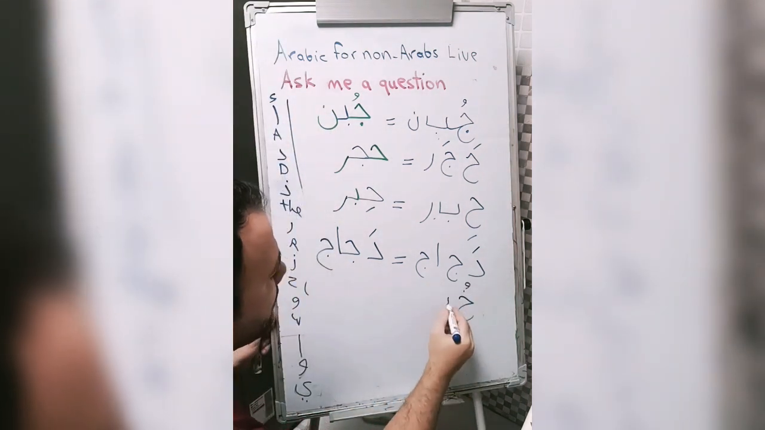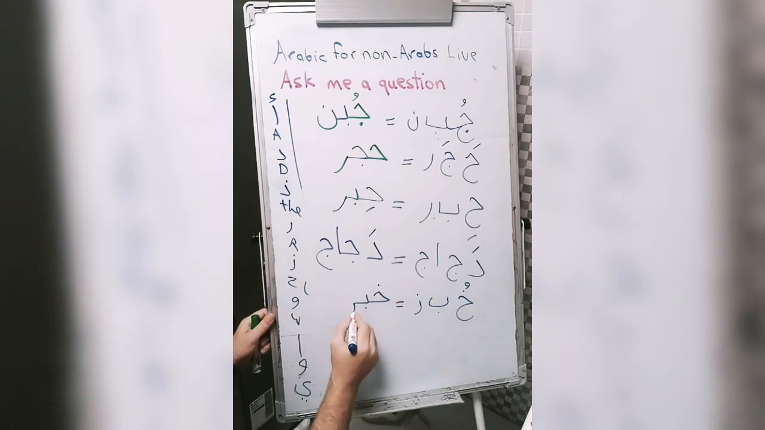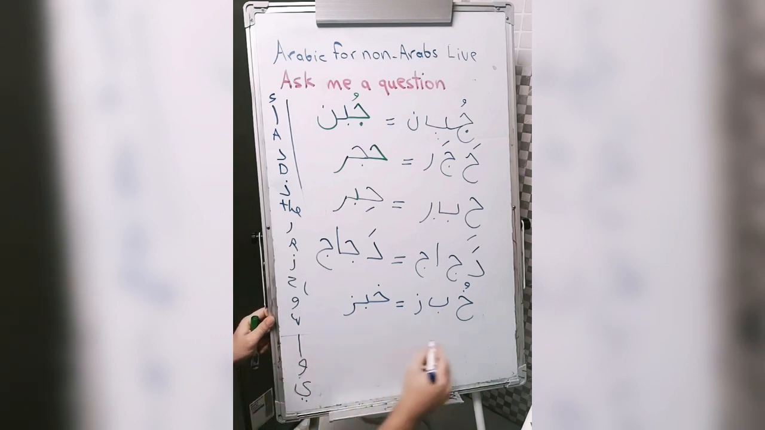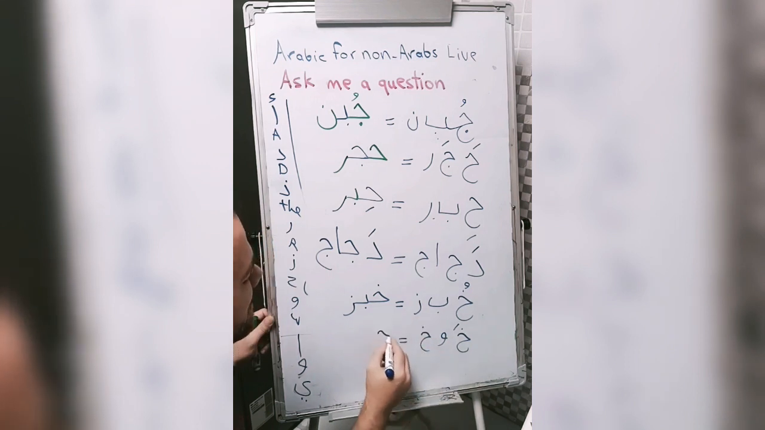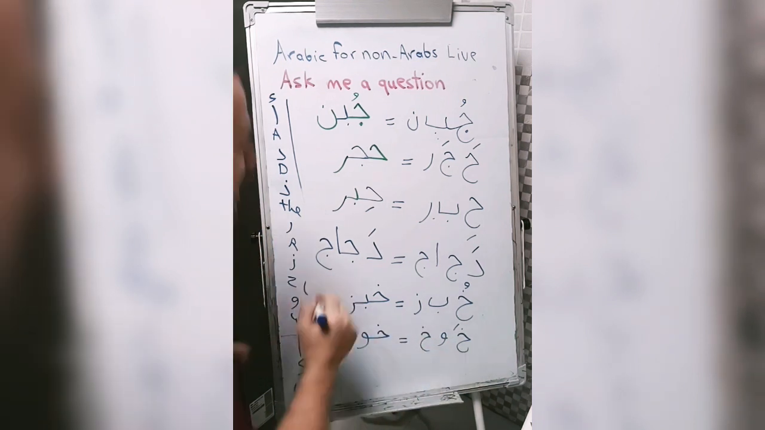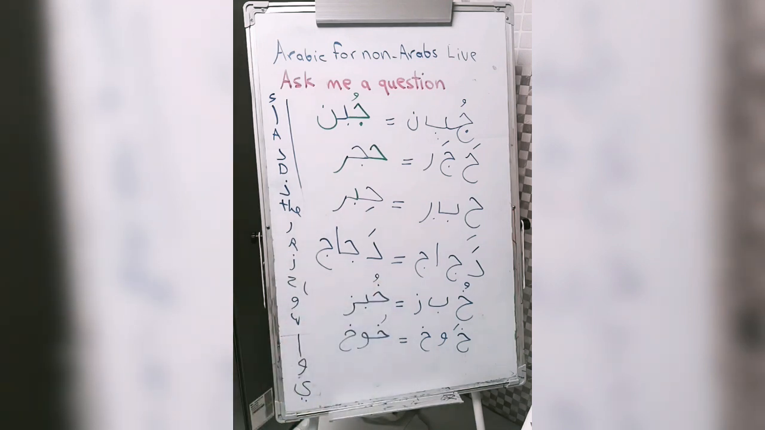Khu, b, z. Letter kha, letter ba, letter za. Khubz means bread. And the last one is kha u kh, and it's going to be khawkh, and khawkh means plum. Yeah, khubz bread and the plum is khawkh.